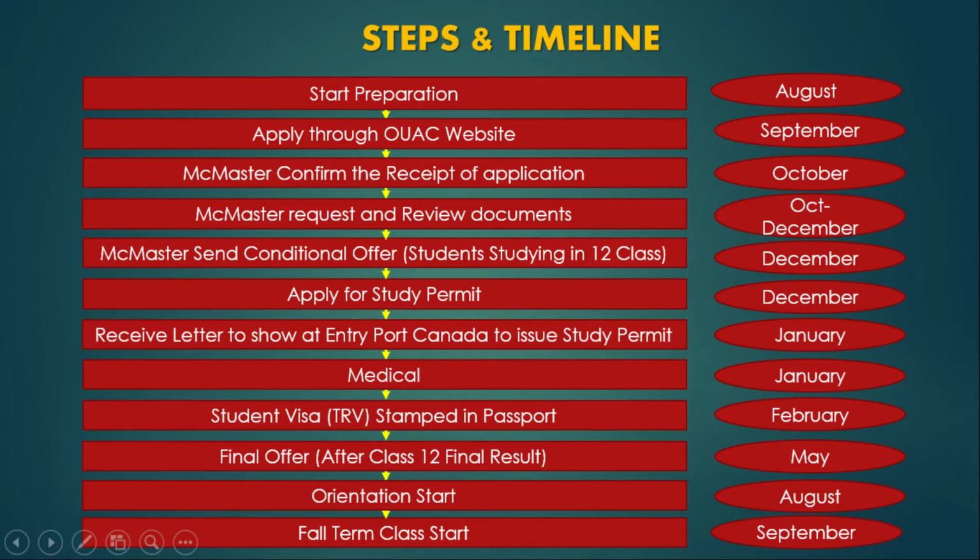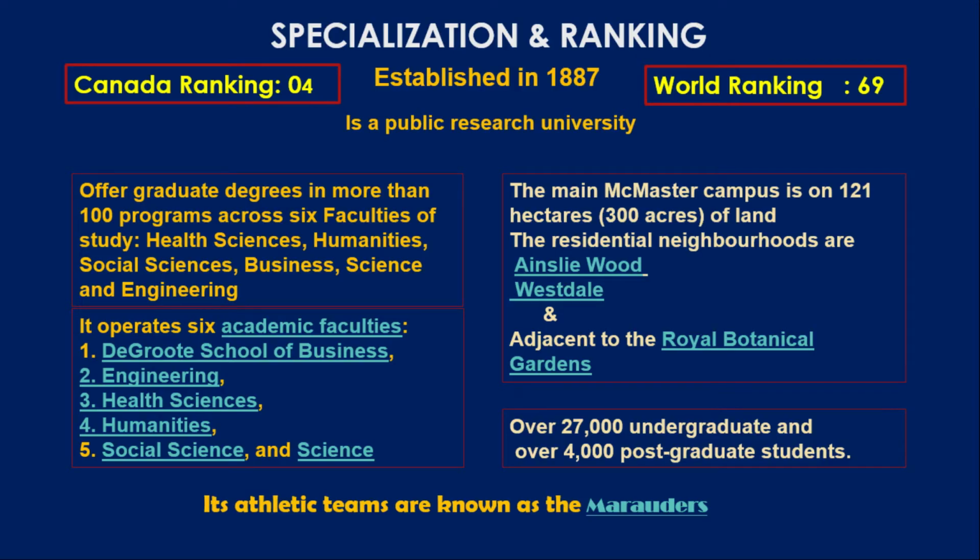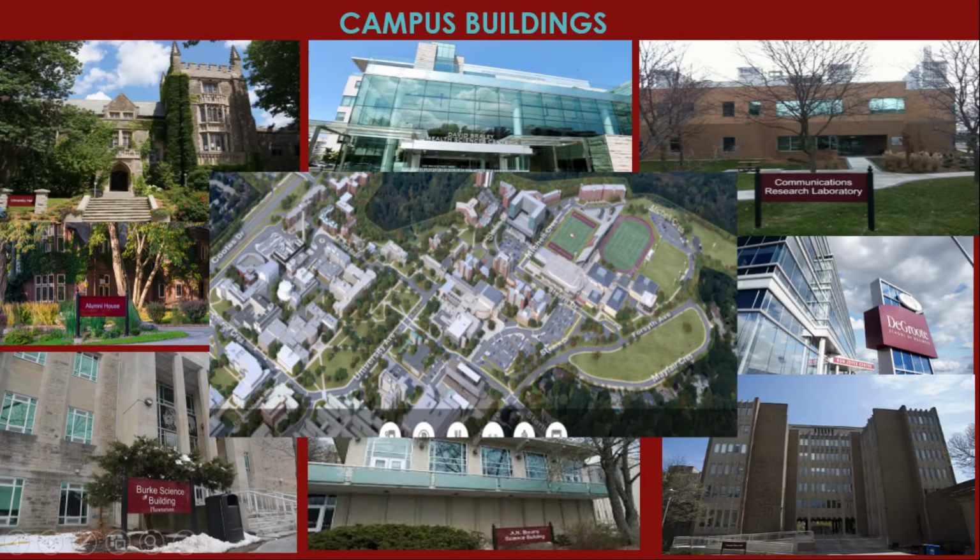Now, let us get an idea about McMaster University. McMaster University is situated on 121 hectares, that is 300 acres of land, and has a very beautiful and vibrant campus. It is surrounded by the residential neighborhoods Ainslie Wood and Westdale. The famous Royal Botanical Gardens is adjacent to it.